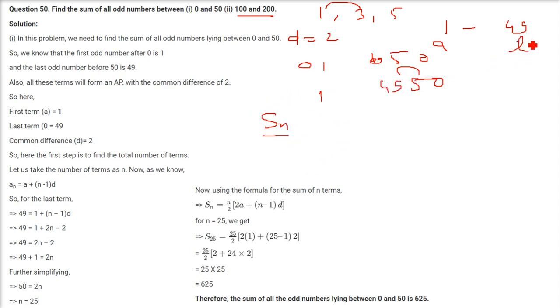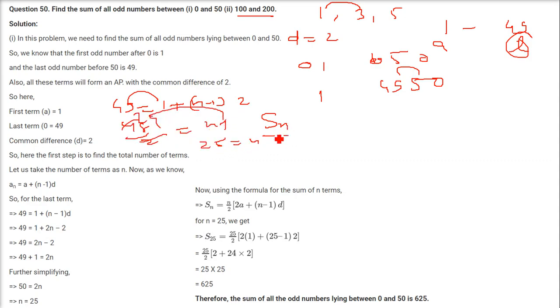So first we have to find how many terms are there. For that, the last term is known. So 49 is a plus n minus 1 into d, that is 1 plus n minus 1 into d. d is what? 2. So you get 48 equals 2 into n minus 1, so n minus 1 is 24, plus 1 here, 25. n is 25. So now you just have to find the sum of 25 terms.